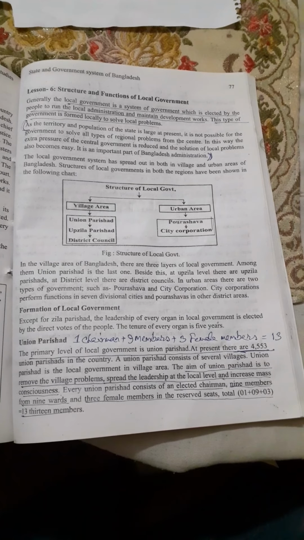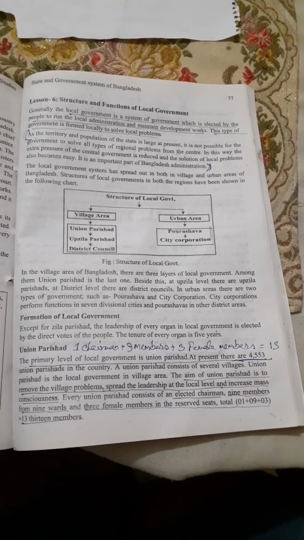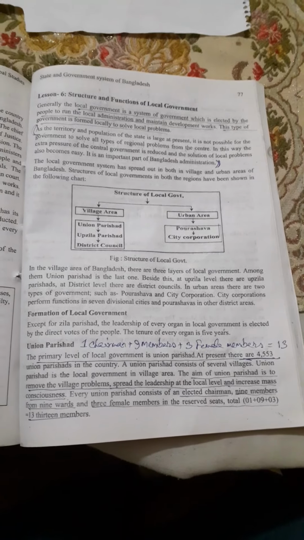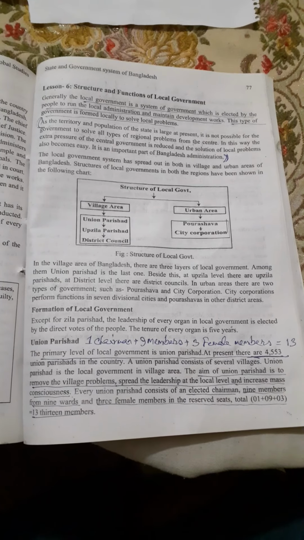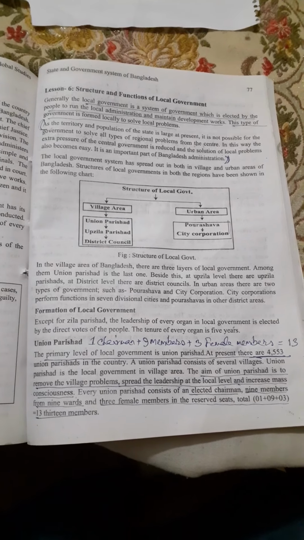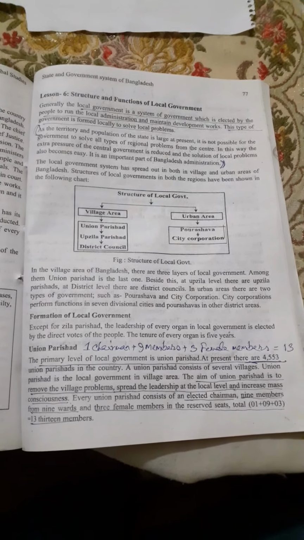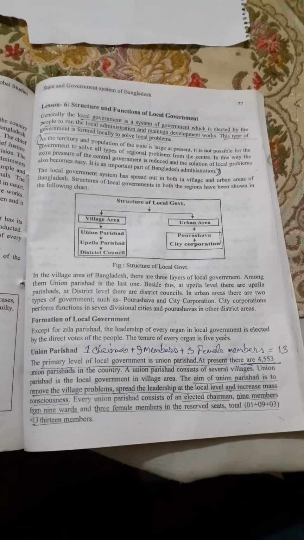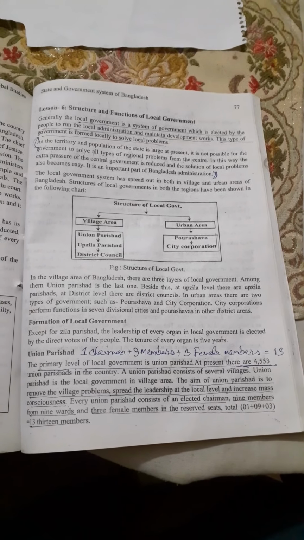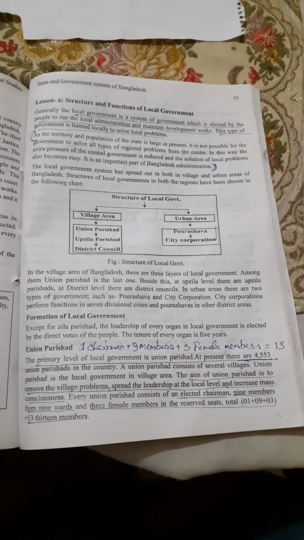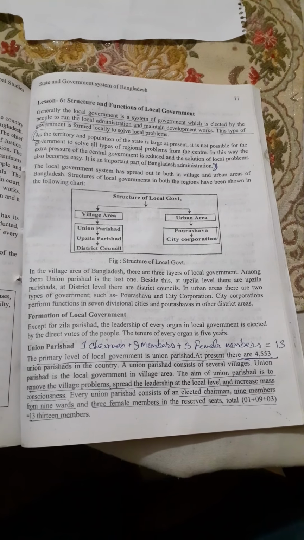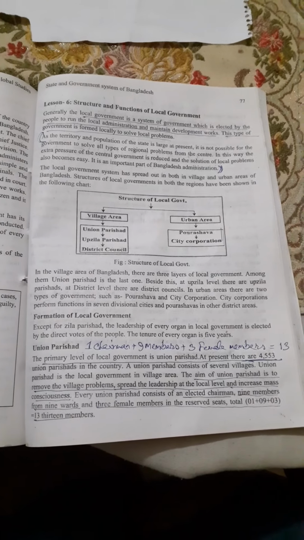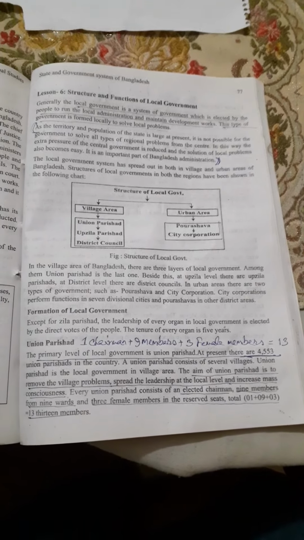At first we have to discuss the village areas side. This is the union parishad, and all of you know that this is the primary level of local government. That means the union parishad was formed from very ancient time. Some villages form a union, and the union parishad is formed with a total of 13 members. This is one chairman, 9 general members from 9 wards, and 3 reserved seats for females. They are elected directly, and their tenure is 5 years. They do the development activities of their respective local union areas.